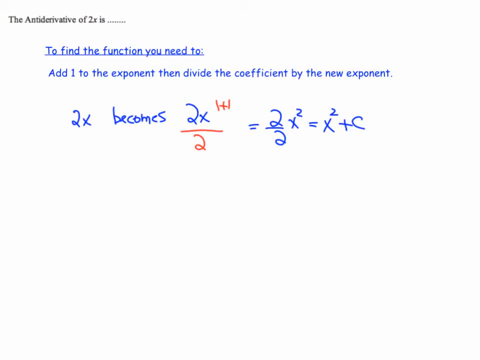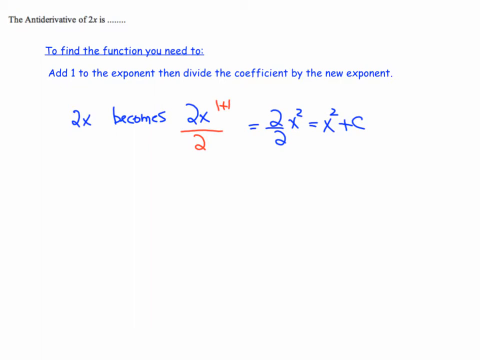So the question will be worded, find the antiderivative of 2x. In order to find this, you add 1 to the exponent, then you divide by the new exponent. 2x has the exponent 1, so you add 1. Since the new exponent is 2, you divide by 2. Simplifying that, 2 over 2 x squared. So the general form for the antiderivative of 2x is x squared plus c.